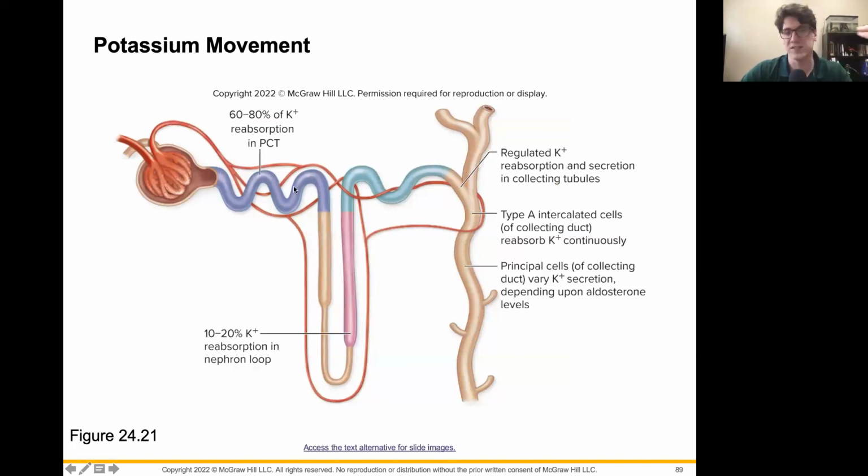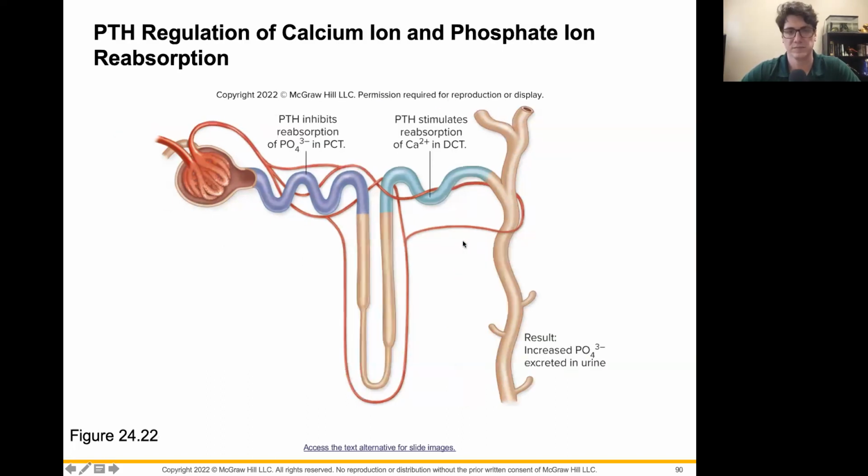Potassium is something else that we might want to regulate. Potassium is going to be very important in making sure that nerves and muscles and everything like that function correctly. However, we also don't need too much. Once again, we're going to absorb the vast majority of it in the proximal convoluted tubule and some in the loop of Henle. But then once again, we're going to start regulating this, and we're particularly going to be regulating over here in the collecting tubules and collecting ducts.